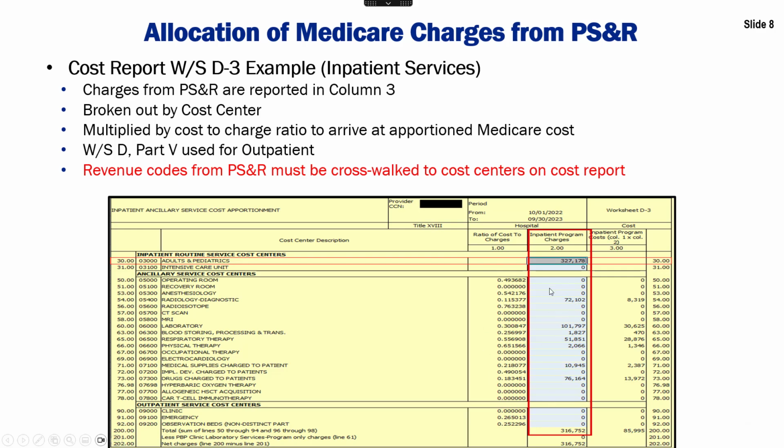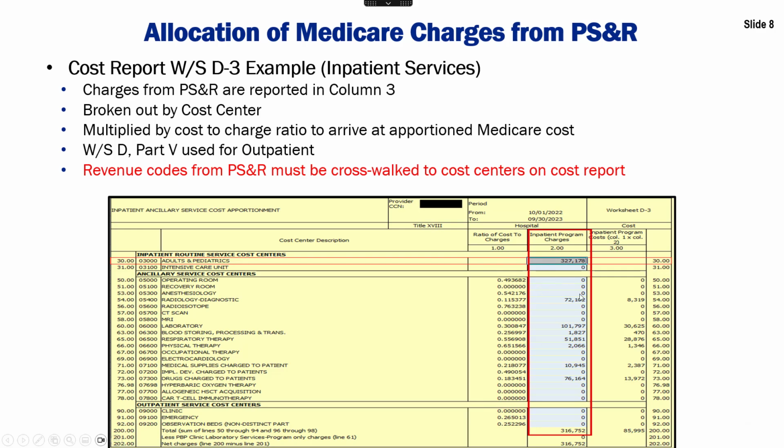But if you don't group things properly, if they're not crosswalked properly, this column 3 could be drastically different. Just take a look at the cost to charge ratios here. Here we had cost center 54, radiology diagnostic, and it had a cost to charge ratio of 11.5, just rounded. So that means that out of every Medicare charged dollar, 11.5 cents of it is going to be allowable Medicare cost. So they had $72,102 from the Medicare PSR that amounted to $83.19 of allowable Medicare costs.